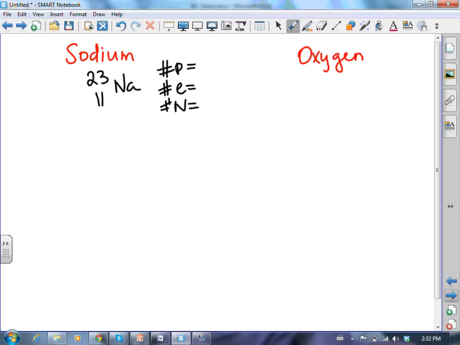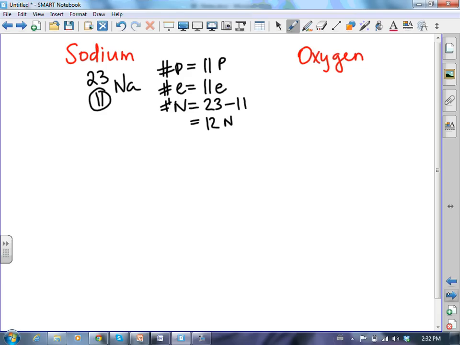So we know the number of protons always equals the atomic number, which is the smaller one. So there are 11 protons. And my protons and electrons always have to be equal. So I know there are 11 electrons. And then to find my number of neutrons, I take the mass number minus the atomic number. So that gives me 12 neutrons. Now I know my number of protons, neutrons, and electrons. I can actually draw my Bohr-Rutherford diagram.